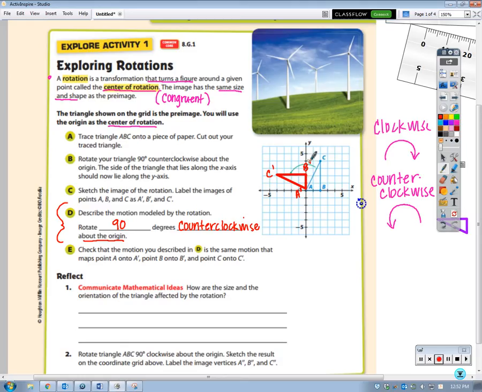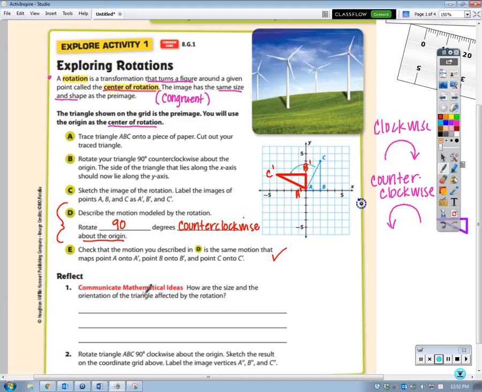And C moves 90 degrees to C prime. It's the same distance from that y-axis as it is from the x-axis here. So that is in the correct location. All right, so that's good. Checked. All right, now let's go ahead and reflect on that a little bit.